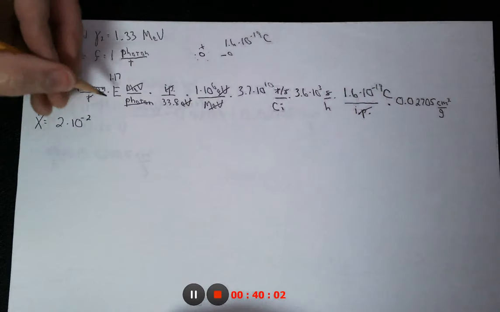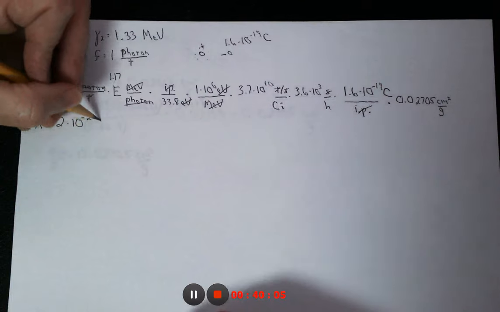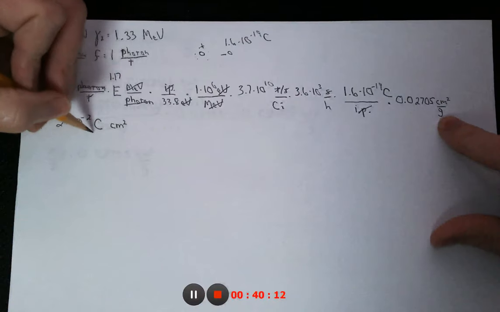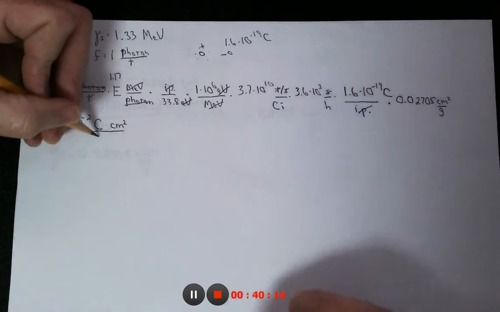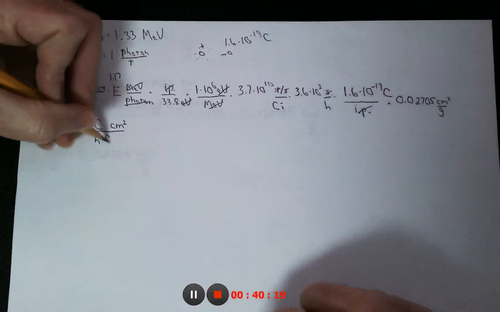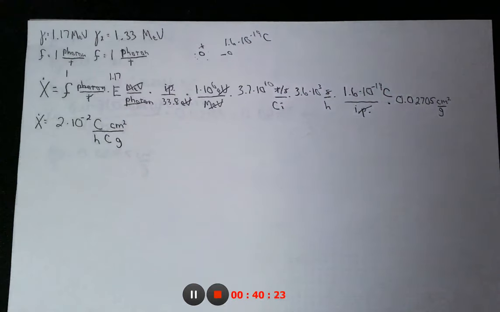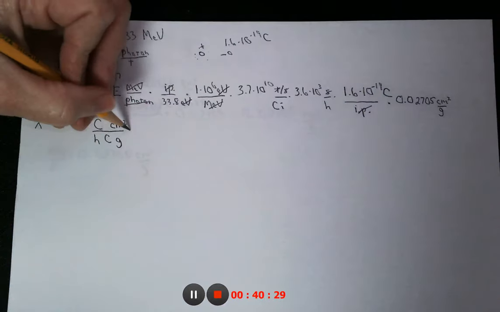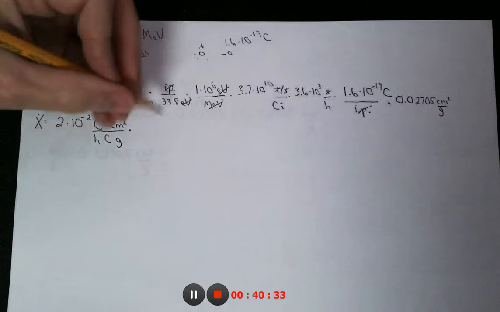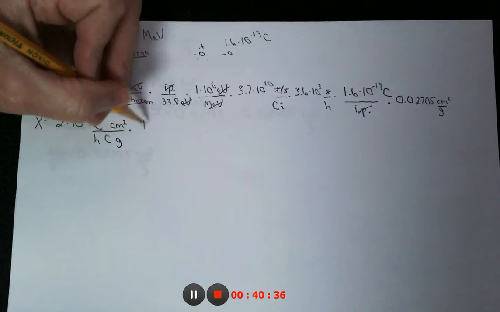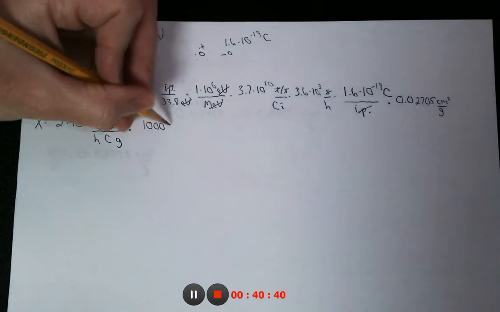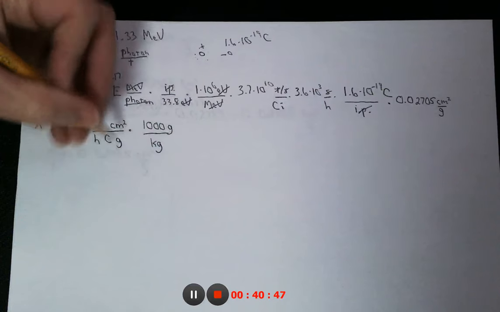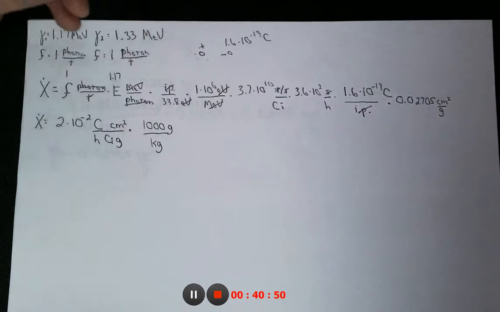And double checking what we have for units here, we have coulombs, centimeters squared, per gram, well, let's go with per hour, per curie, per gram. Okay. From there, I want to get to kilograms. So 1,000 grams per kilogram. Let's put the I there. Forgot the I for the curies.